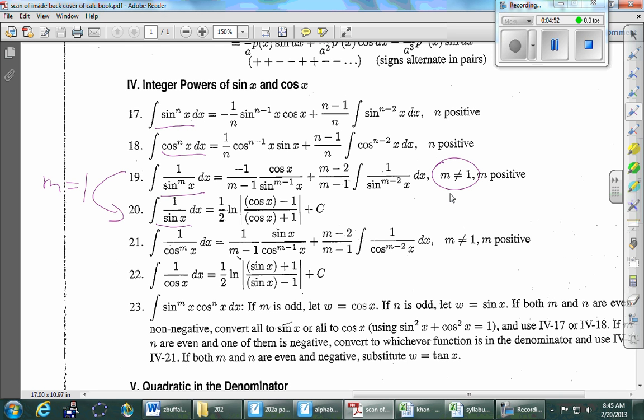And then the same business down here in 21 and 22 for cosines in the bottom, and then finally sine to any power times cosine to any power. So multiplying sines and cosines together we'll find here.